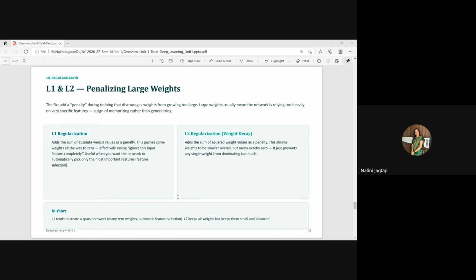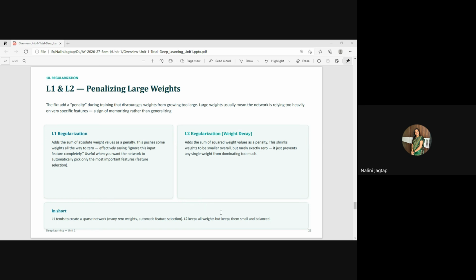Which makes L1 especially useful in situations where automatic feature selection is desirable. And the L2 regularization, often also called weight decay, takes a gentler approach, penalizing the sum of the squared values of the weights instead.